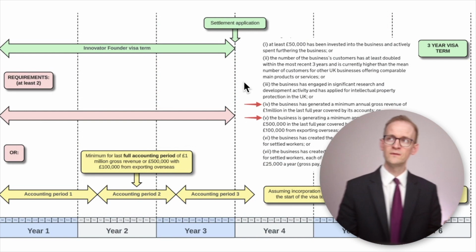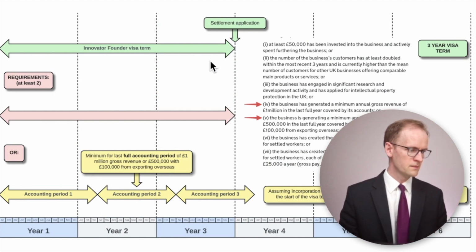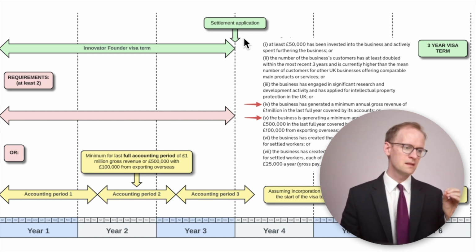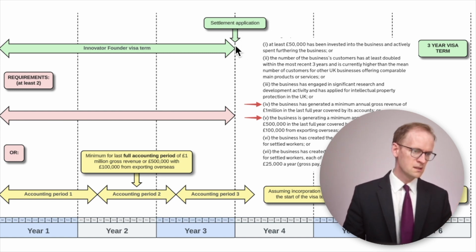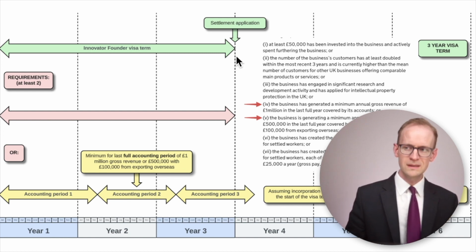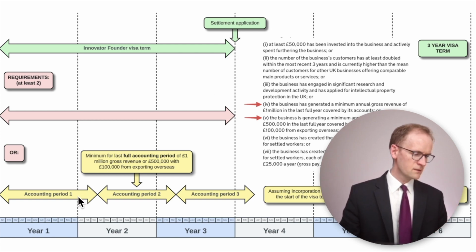So you can see we've got the diagram here with the 3-year visa term. And you can see that the settlement application is made at year 3. So you've got a settlement application at the end of year 3. It can actually be made 28 days before year 3 accrues. And you can see here that there's different accounting periods within that visa term.